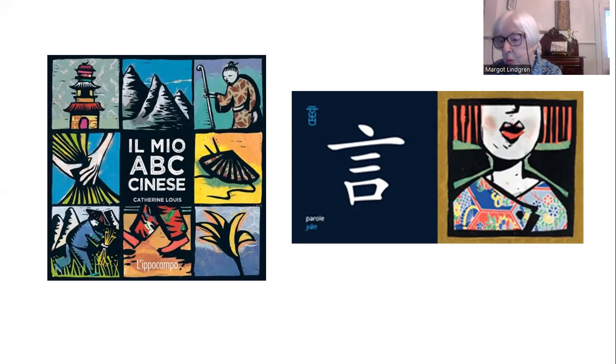And older children would enjoy discovering another writing system, comparing the versions of the characters, traditional, modern, and simplified, which appear at each spread, and analysing how they are combined and how they've been translated into images. A little gem of a book.